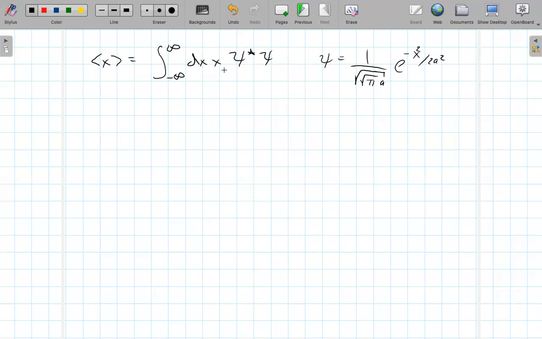So we want to modulus square this with the wave packets. So this is going to be equal to the integral from minus infinity to infinity, dx times x times e to the minus x squared divided by a squared, and I get a factor of 1 over the square root of pi a out front. So this is then the expectation value of the position, or the average possible position for this guy.